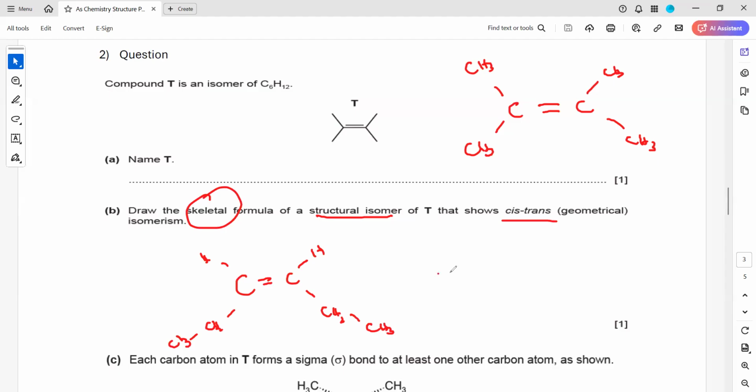So how to draw a skeletal? Carbon-carbon double bond is there. With this carbon, two more carbons are attached. So one, two. With this carbon, two more are attached. One, two. And the hydrogen we don't show. So this is the same structure I drew here. So this is one of the structural isomers I drew, which is also geometrical. Is it clear?